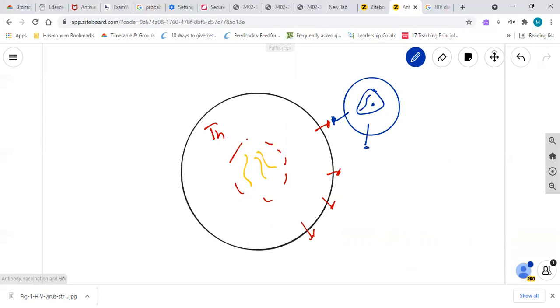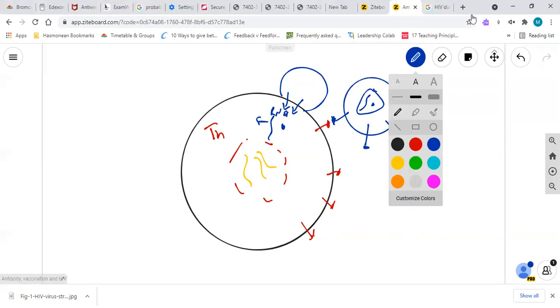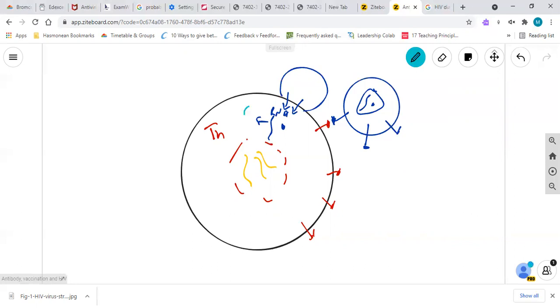And what they found is that the attachment proteins can attach to proteins on the surface of the T helper cell, and that allows the lipid envelope to fuse with the envelope of the cell itself and release into the cell RNA and reverse transcriptase. Reverse transcriptase will convert the RNA into DNA, and that DNA will then insert itself into the human genome.